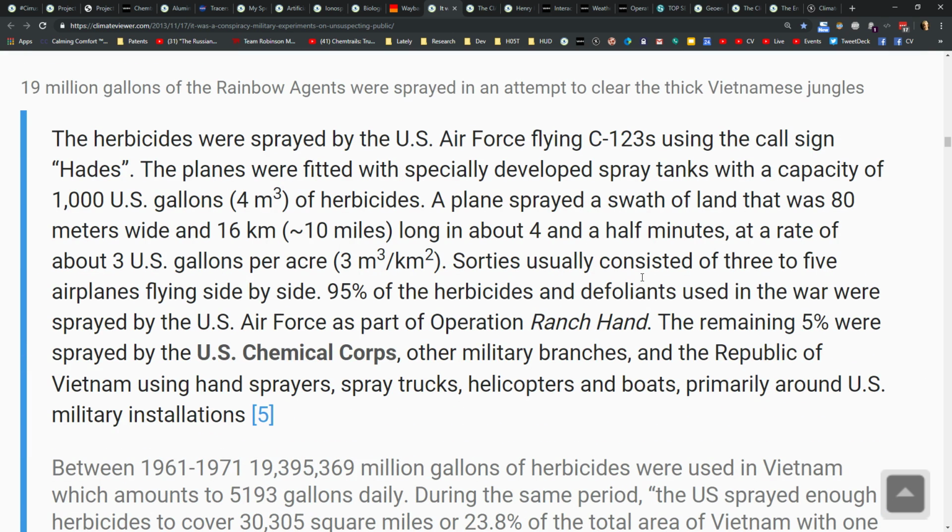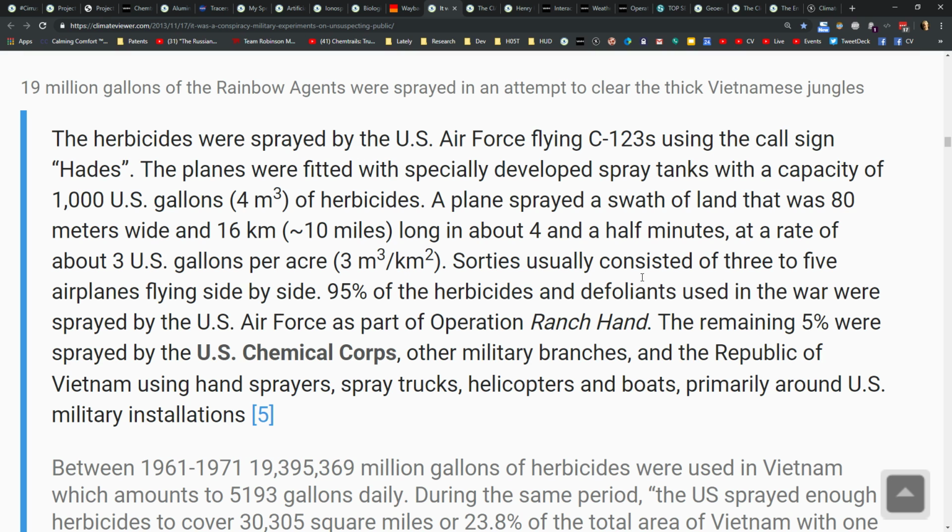The herbicides were sprayed by the U.S. Air Force flying C-123s using the call sign Hades. Oh, gosh. Anybody know who Hades is? They really love to pick their names.